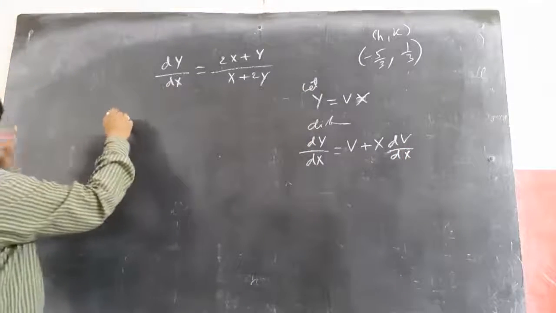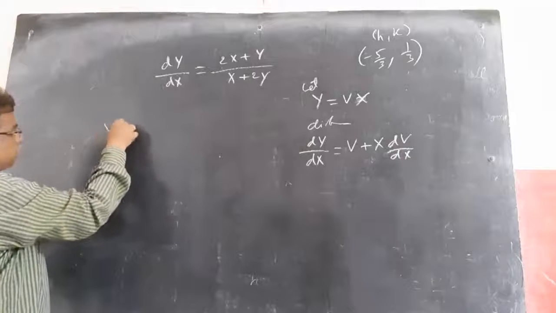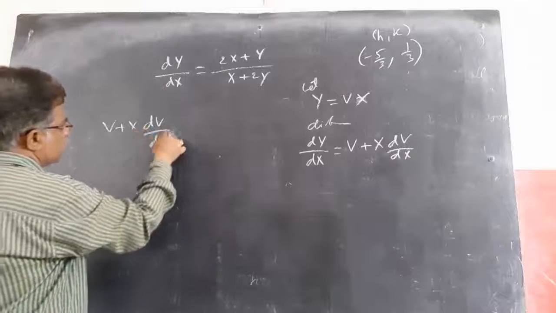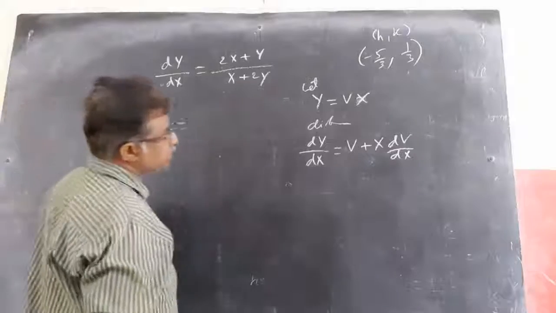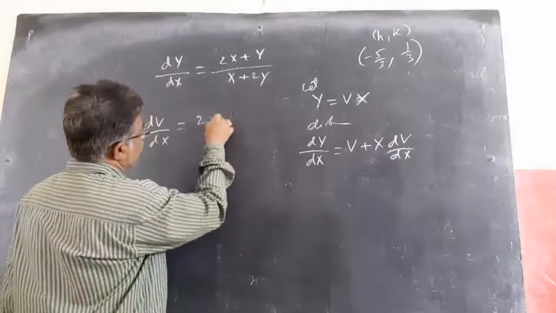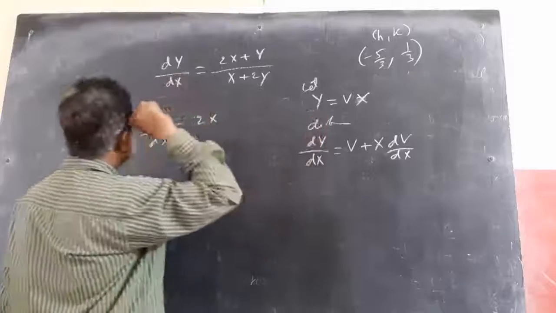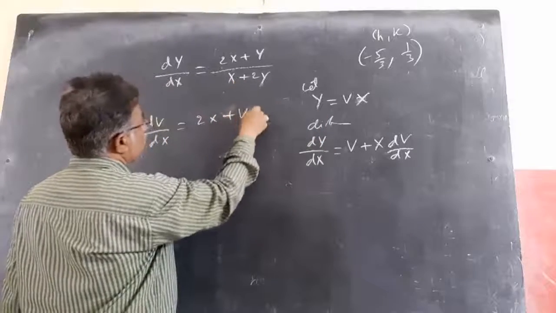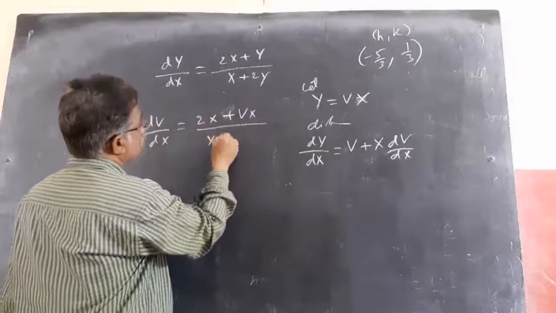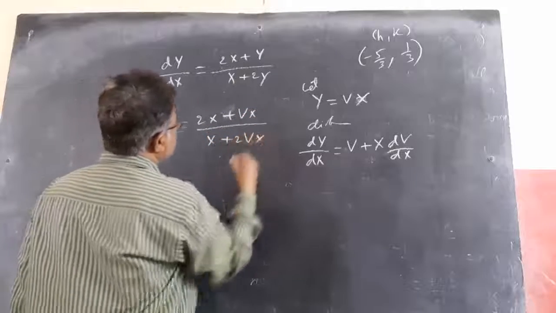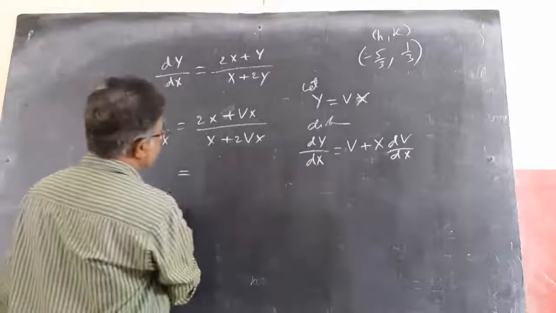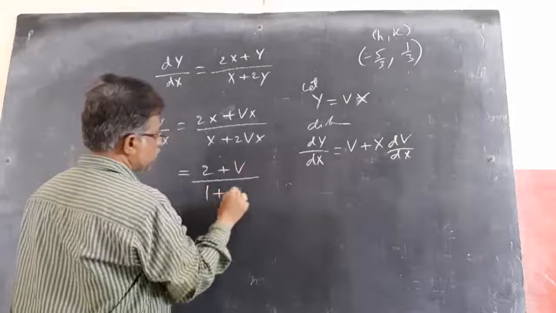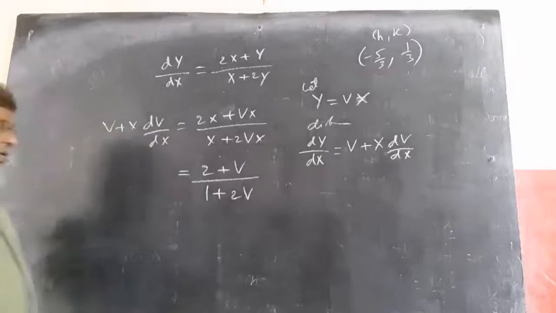So in place of dy by dx, we will substitute v plus x into dv by dx, equal to, in place of x as it is, 2x, and in place of y we are taking vx. So this is x plus vx by x plus 2vx, and by taking x common and cancelling, it becomes (2 plus v) by (1 plus 2v).